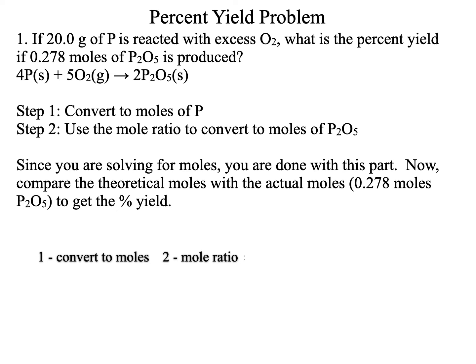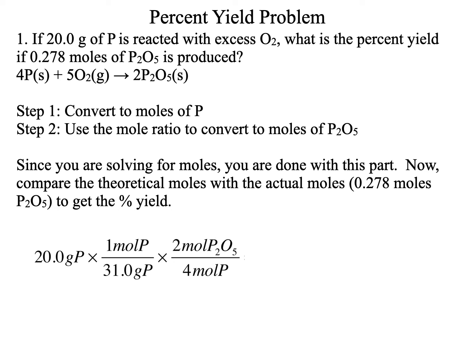So what we're going to do is we're going to take our 20 grams of phosphorus times 1 mole over 31.0 grams of phosphorus molar mass. Second step is 2 moles of P2O5 over 4 moles of phosphorus. Notice there's no step 3 because it's asking to compare the 0.278 moles to the theoretical, which we're about to get by taking 20 times 2 divided by 31 divided by 4. And that theoretically is going to be 0.323 moles of P2O5.